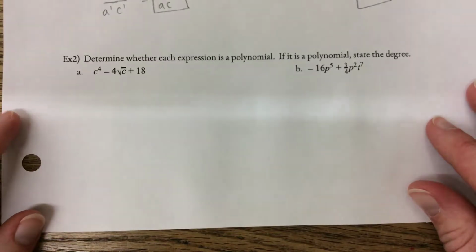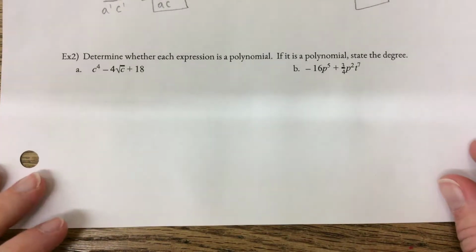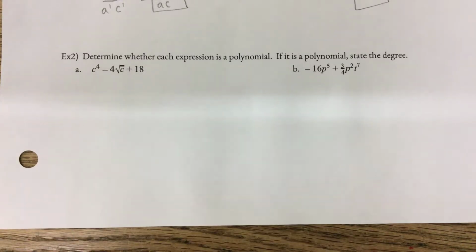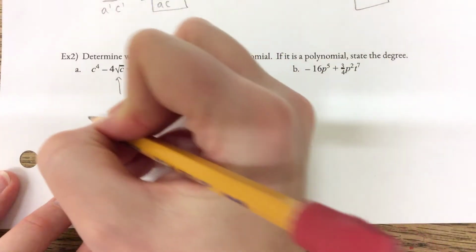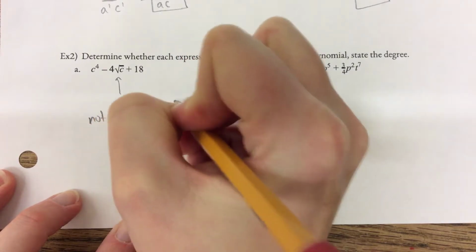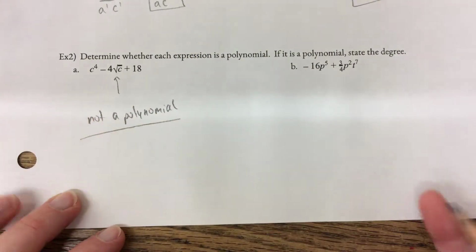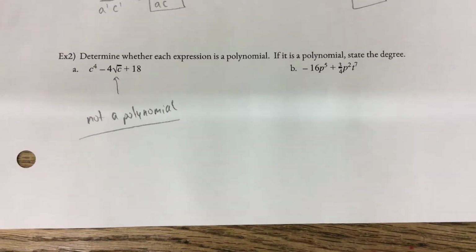Okay, next example. It says determine whether each is a polynomial. If it is a polynomial, then state the degree of that polynomial. This first one, since we have this square root in here, that makes this not a polynomial. It has to have whole number exponents. It can't have square roots. It can't have negative exponents. Those would be things that would make it not a polynomial.